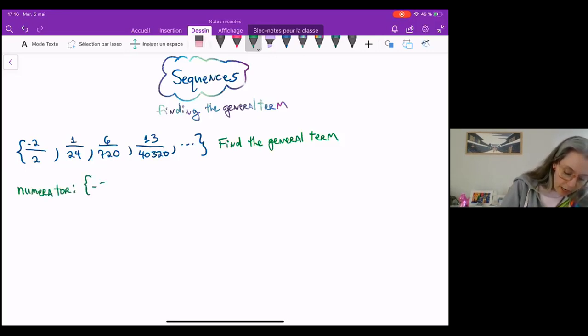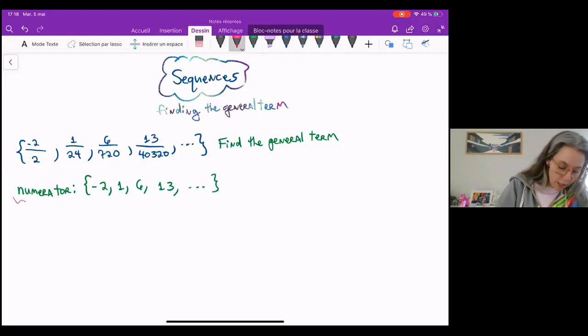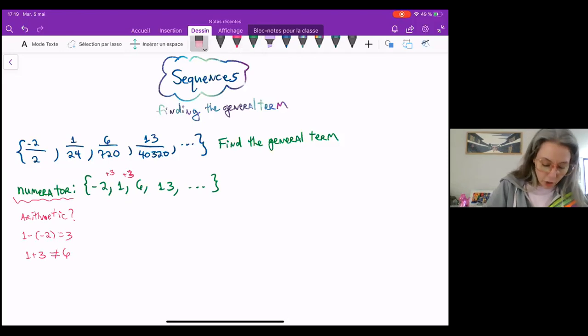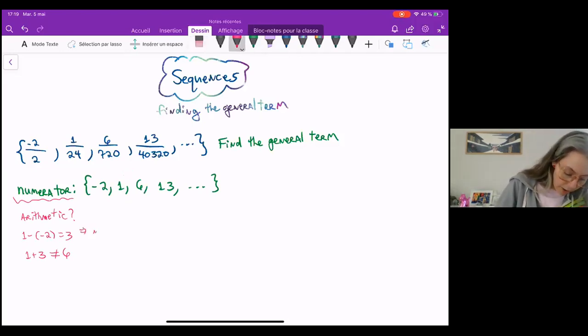Our numerator is -2, 1, 6, 13, and so on. So remember that the first thing that we always want to check is: is this arithmetic or geometric? To check if it is arithmetic, I'm going to do 1 minus -2 to get 3. So that means I'm adding 3. But if I do 1 plus 3, I definitely do not get 6. So I'm not just adding 3 every single time. So this is not arithmetic.